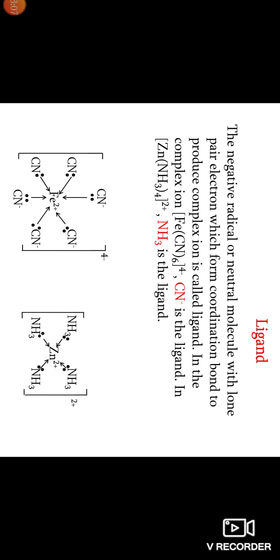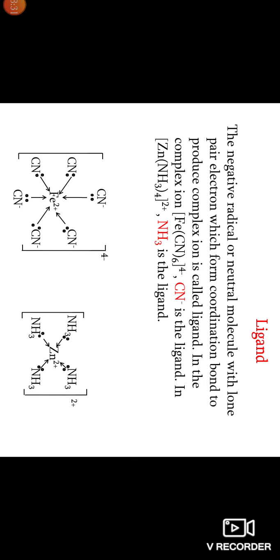I repeat the definition. Look at this, the negative radical, here the cyanide radical, or neutral molecule, here the ammonia molecule, with lone pair electrons, both of them have lone pair electrons which form coordination bonds. Forming a coordination bond to produce a complex ion is called a ligand.